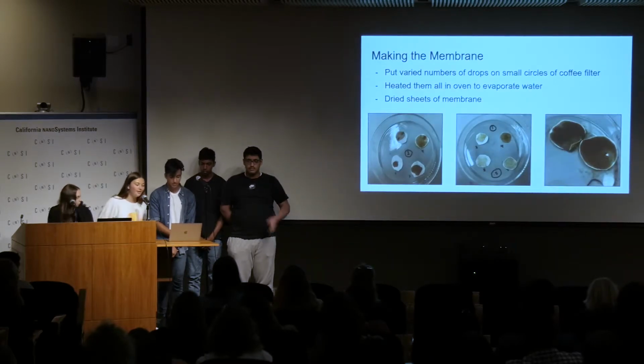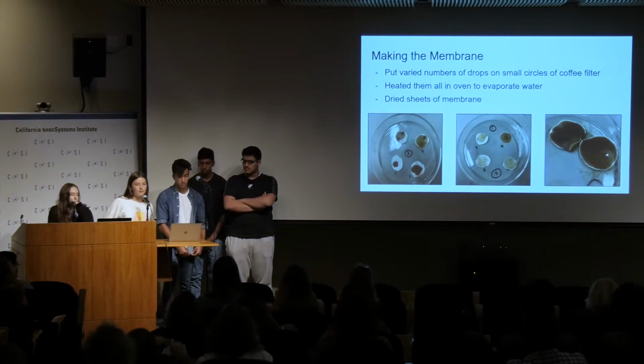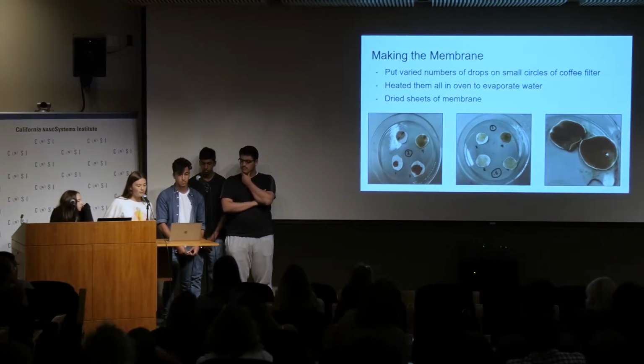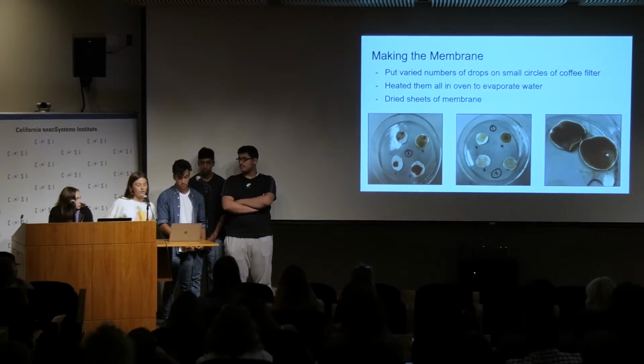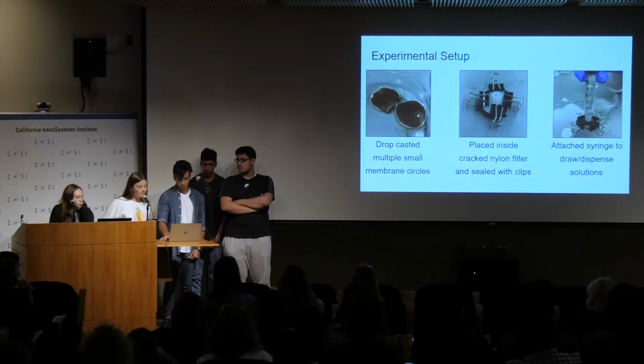So then the following day, we decided to use pre-made coffee filters and cut them to be the same size as the filter we were going to be using. And then we put different amounts of drops of our graphene oxide solutions on the filters until we decided that it was saturated enough. And so we put those in the oven, baked off the water, and then we were left with a dried graphene oxide membrane.